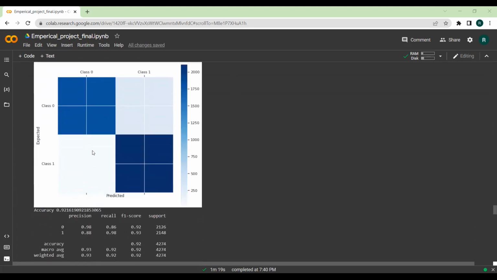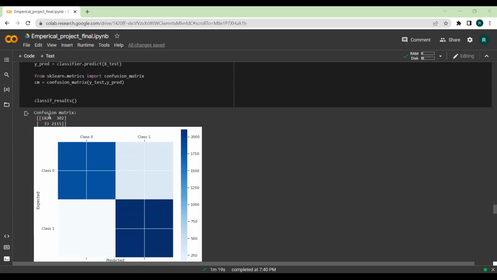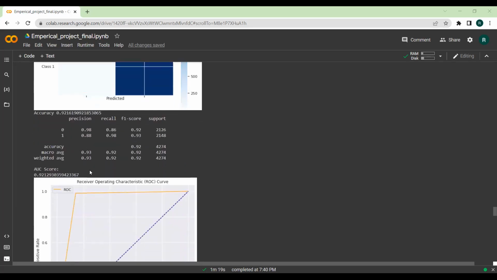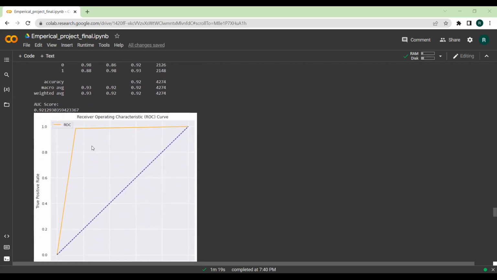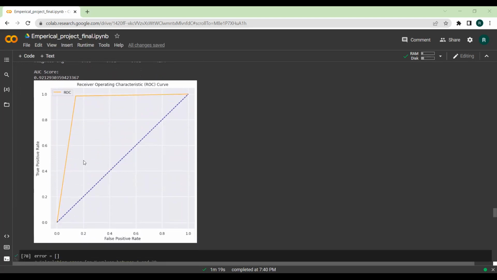accuracy of 92.16%, where we get 1824 true negatives and 2115 true positives, where 302 is the false positive and 33 is the false negative for the confusion matrix. And for the AUC score, we get 92%, and this is for the ROC curve, which shows the good training accuracy for our KNN model.